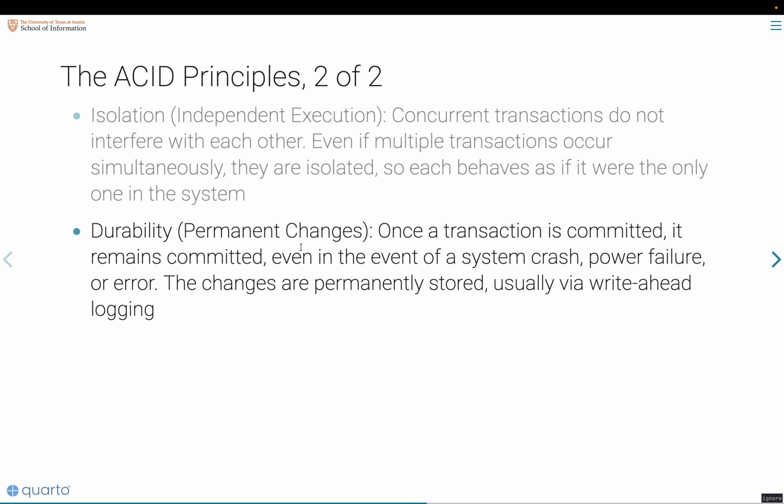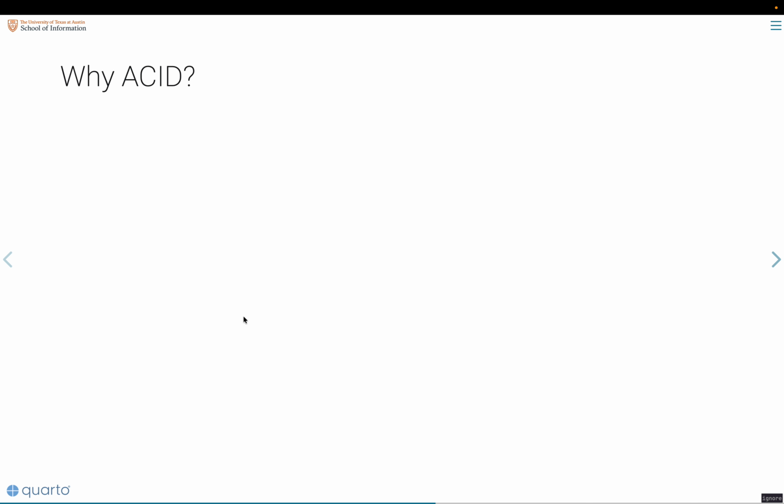And once a transaction is committed, it remains committed, even in the event of a system crash, power failure, or error. The changes are permanently stored, usually by something called write-ahead logging. There are different techniques for durability.